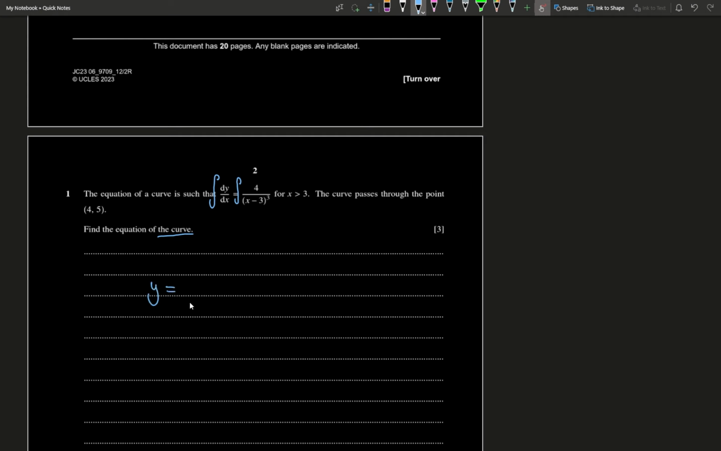Okay, and onto the right hand side, when we integrate 4 divided by x minus 3 raised to the power of 3, we can write it as 4 multiplied by x minus 3 raised to the power of negative 3, and obviously we're integrating with respect to the variable x. You can just take your constant 4 out and write y is equal to 4 times the integral of x minus 3 raised to the power of negative 3 with respect to x. And now our main goal is to integrate this expression.